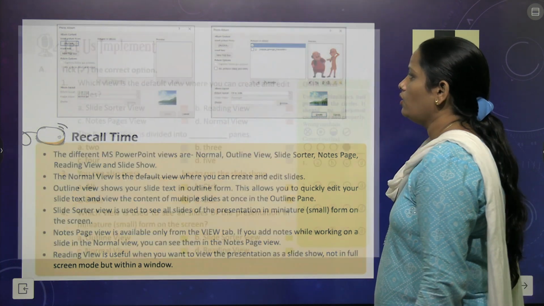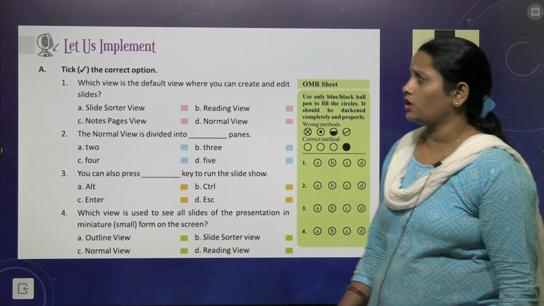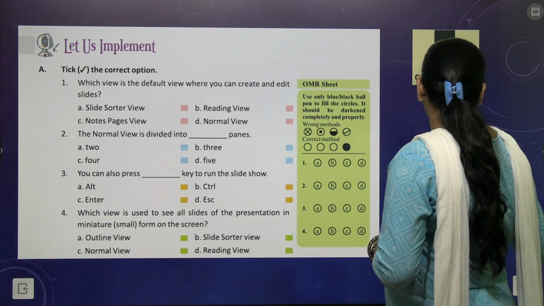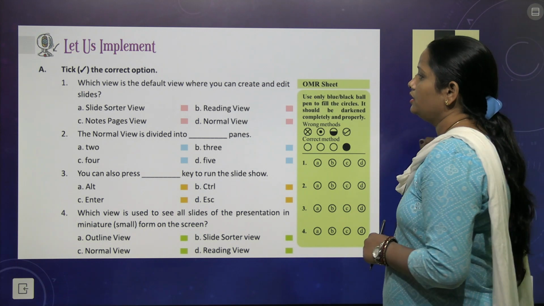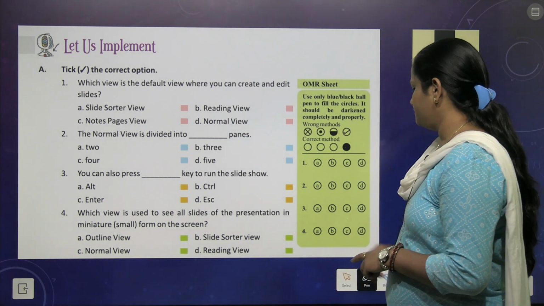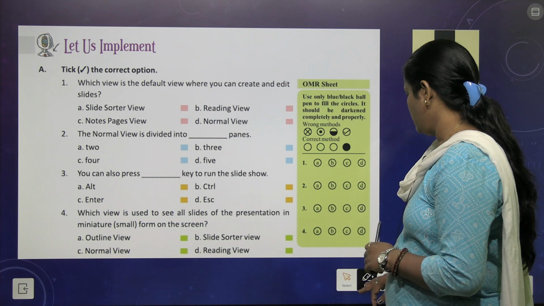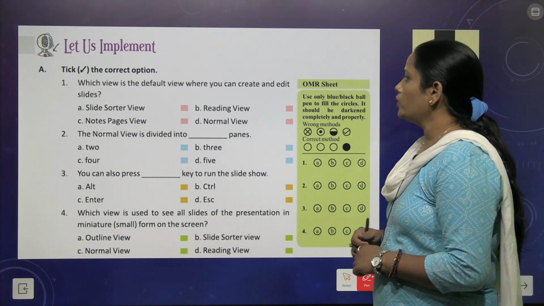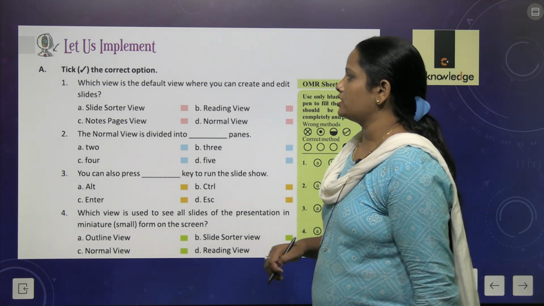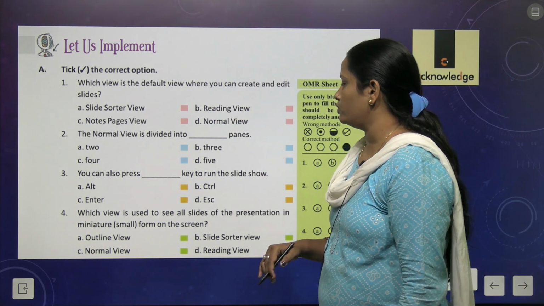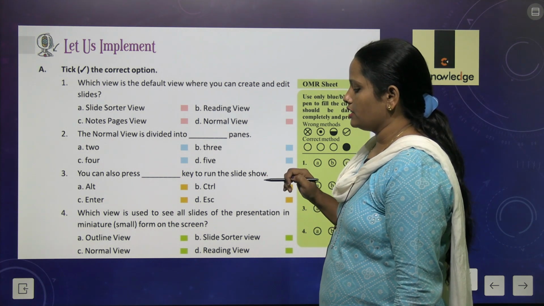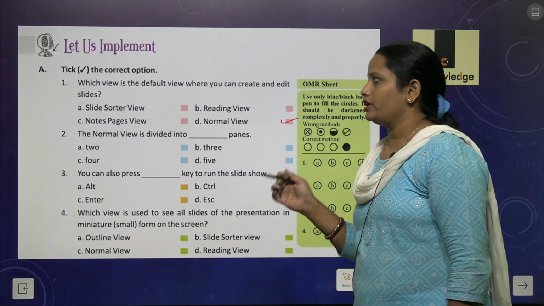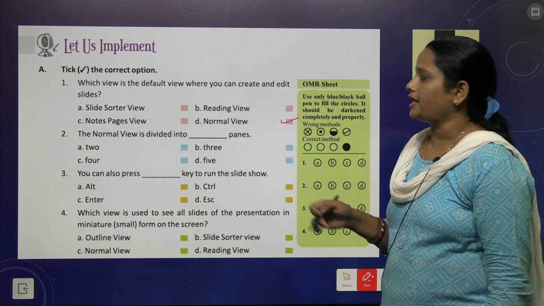Okay, now let's come to the questions and answers of the chapter. Let's begin. Okay, the first question is, choose the correct option given there. Which view is the default view where you can create and edit slides? So which view is the default view? Yes, the correct answer is D. Normal view is the default view in which we can create and edit slides.